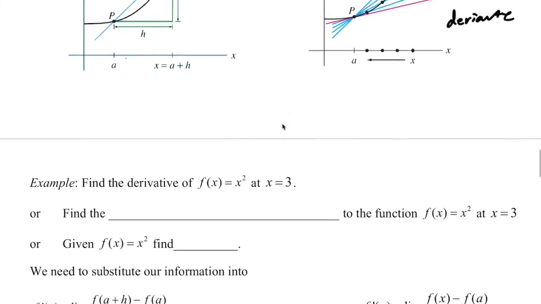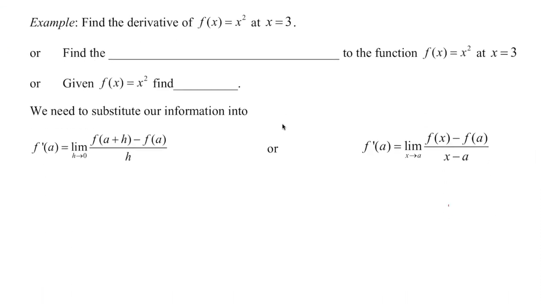Now let's do an example. Example: find the derivative of f of x equals x squared at x equals 3. So we're going to find this derivative of x squared at x equals 3. Let me show you the different ways that they could ask you that question.